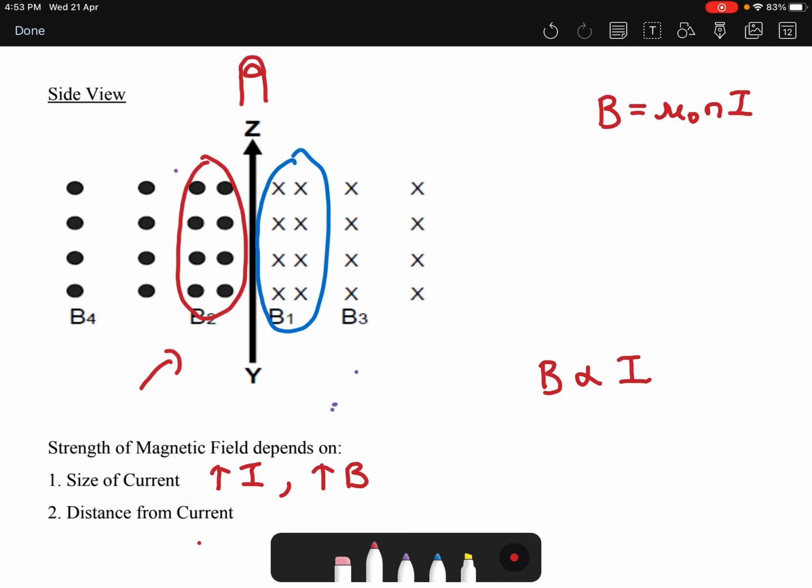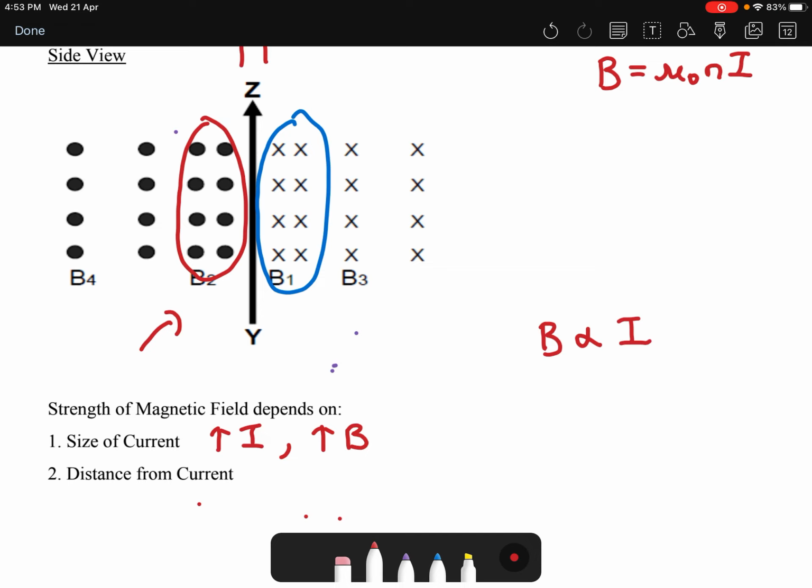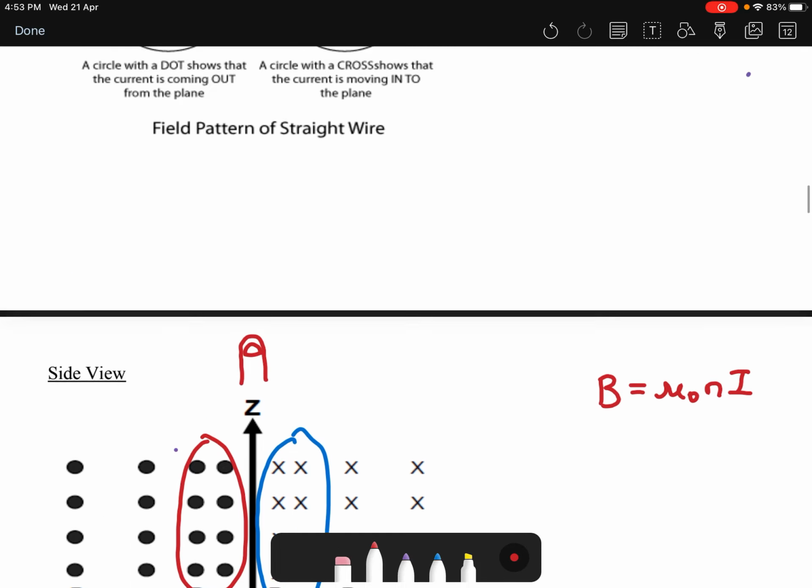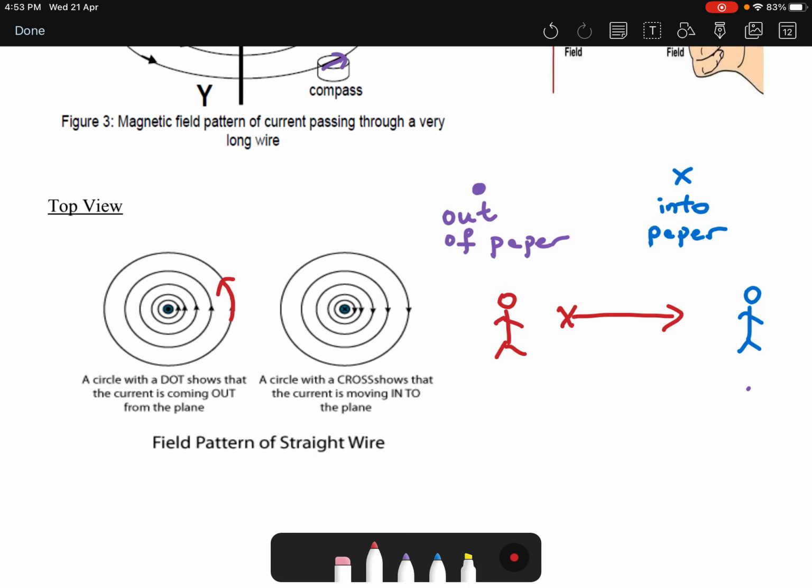Another thing is the distance from the current. If you are located nearer to the current, the magnetic field strength will be bigger. So how is it represented by your diagram? Let's go back to this diagram. You notice that at this particular point, when I'm nearer to the current, the magnetic field lines are nearer to one another. If I go away from the current in this direction, the magnetic field lines are further away from one another.